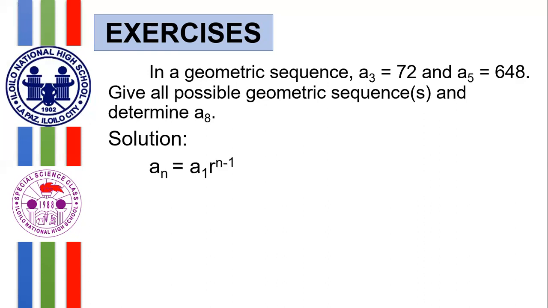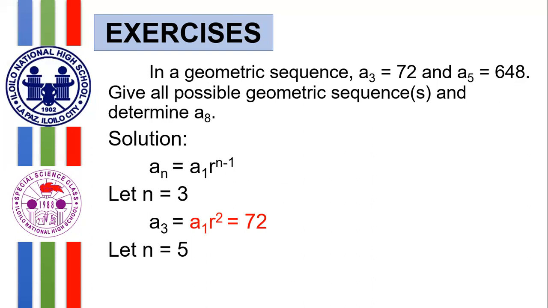Using again this explicit form for a sub 3, I will let n be equal to 3. And by substitution here, that's a sub 3 equals a sub 1 times r squared, which is equal to 72. For the second given, a sub 5 equals 648, we will let n equal 5. By substitution again, that's a sub 5 equals a sub 1 r to the 4th equals the value of the 5th term, which is 648.